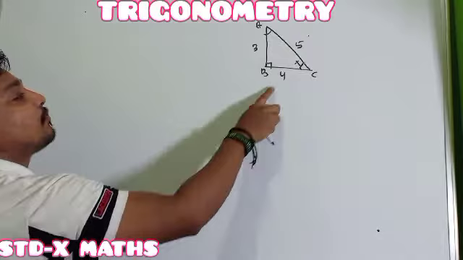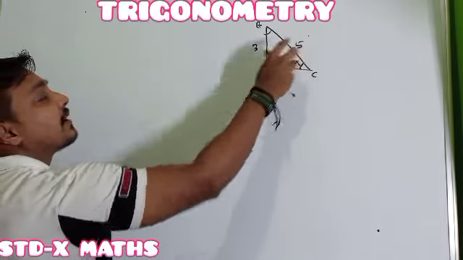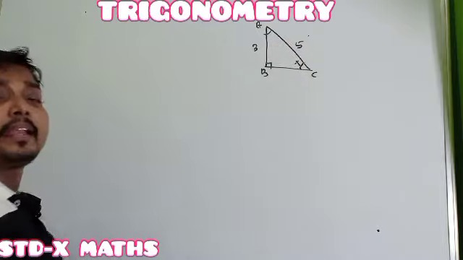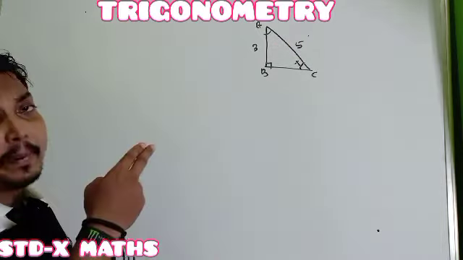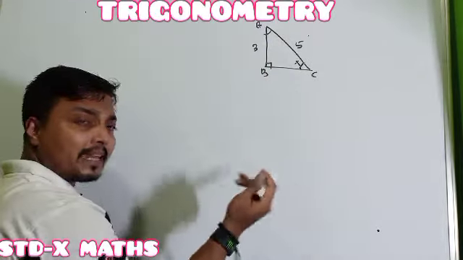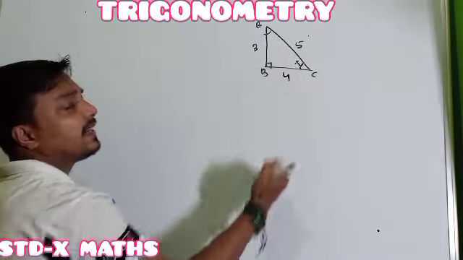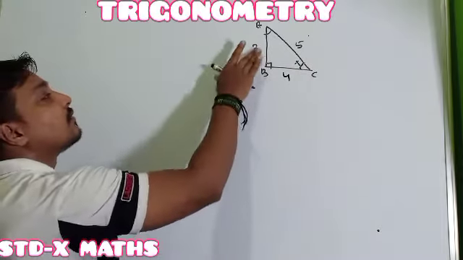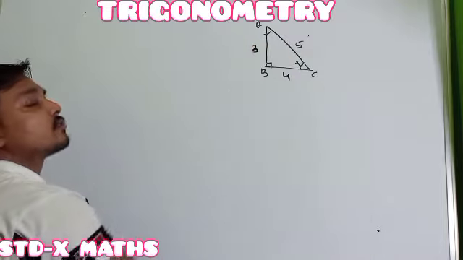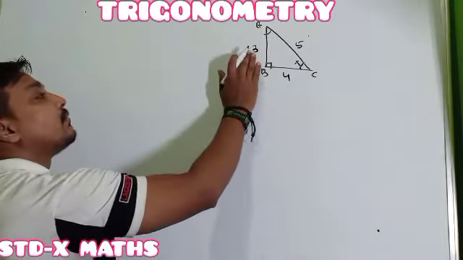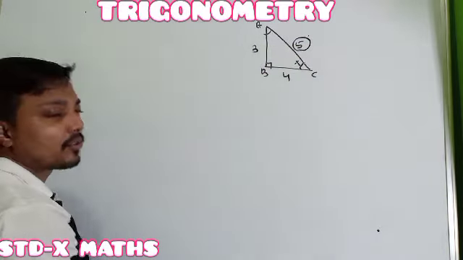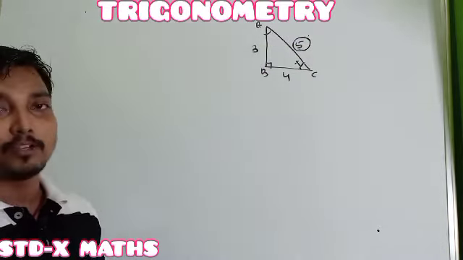Another trick: everyone see, suppose it is given that one side is 3 centimeter and this one is 5 centimeter. It means in the right angle triangle, two of its sides are given. Whenever two sides are given, by using the Pythagoras theorem you can find this side, which is 4. Similarly, whenever this one is given, by using the Pythagoras theorem you can find the other side. Otherwise, whenever these two are given, by using the Pythagoras theorem you can find the hypotenuse.